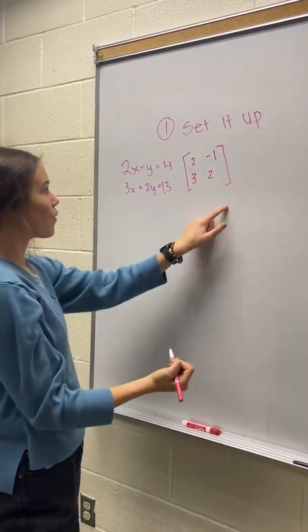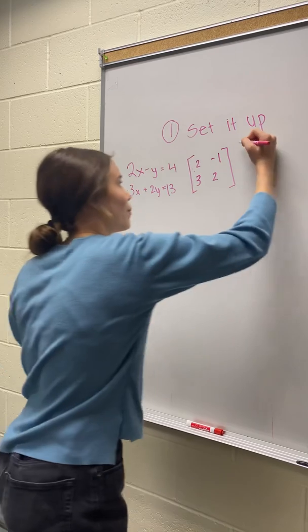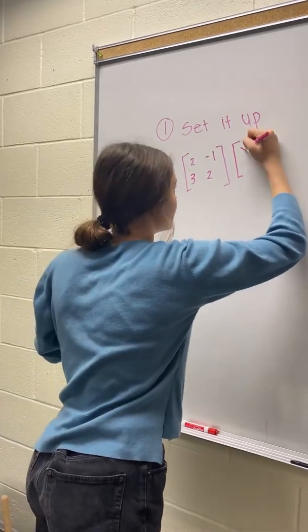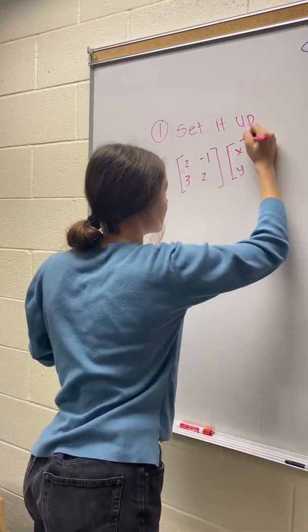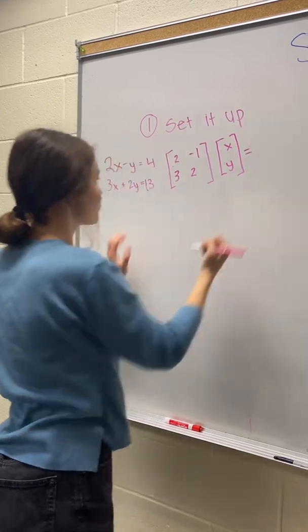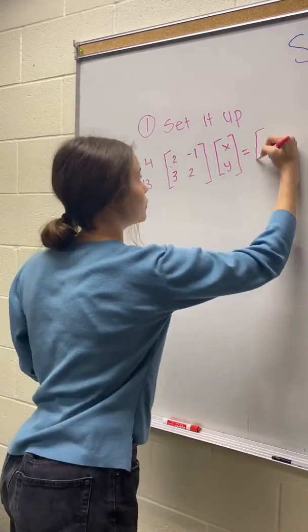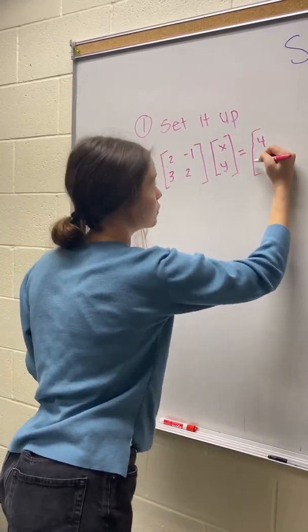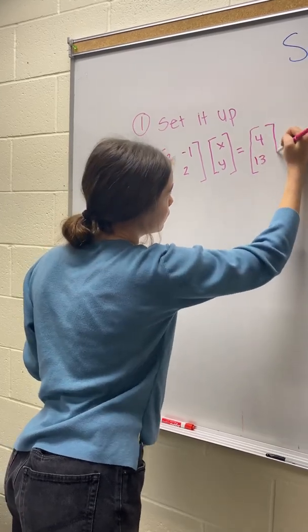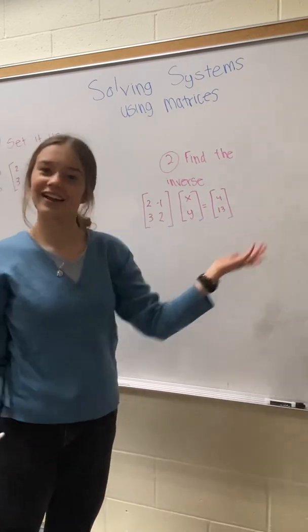Next, you put your x and y to maintain the variables. And you set it to what it's equal to. And you're all set up. So the next steps, 2 and 3, are kind of combined.